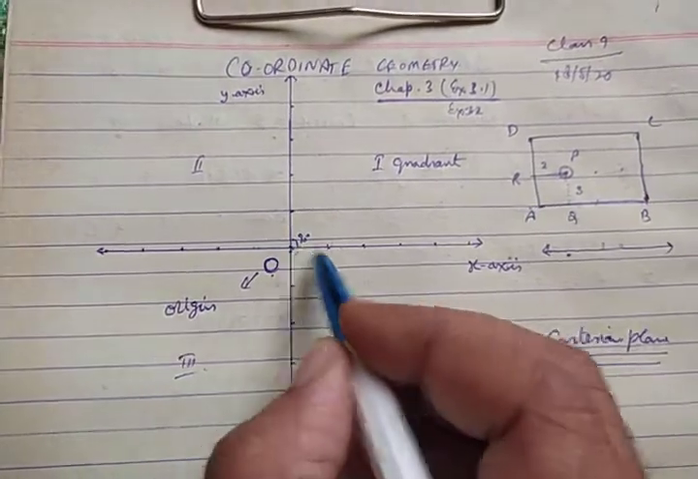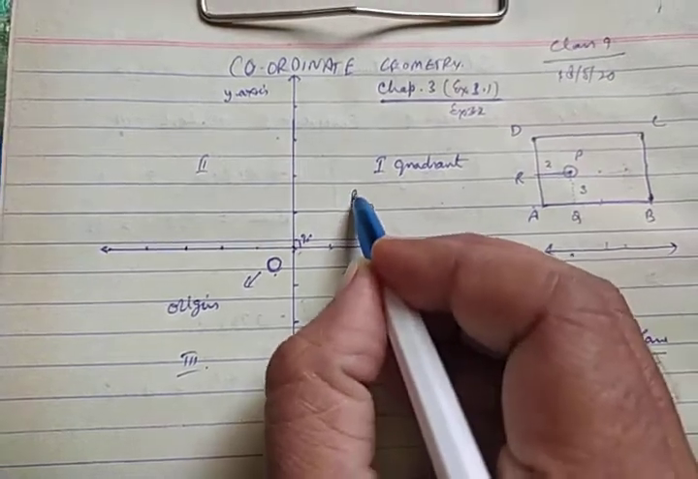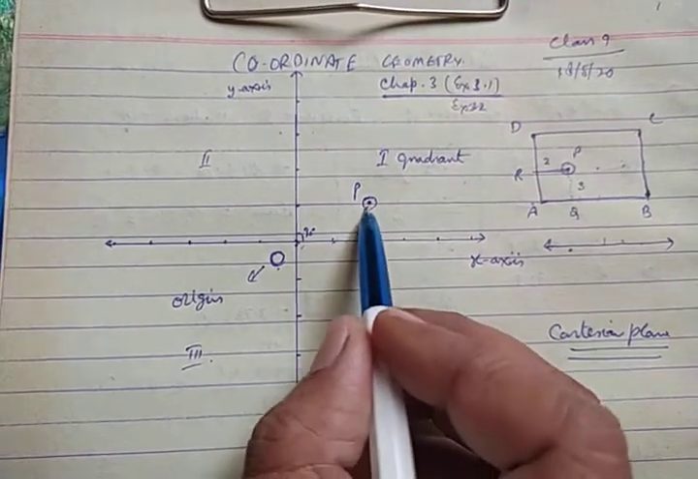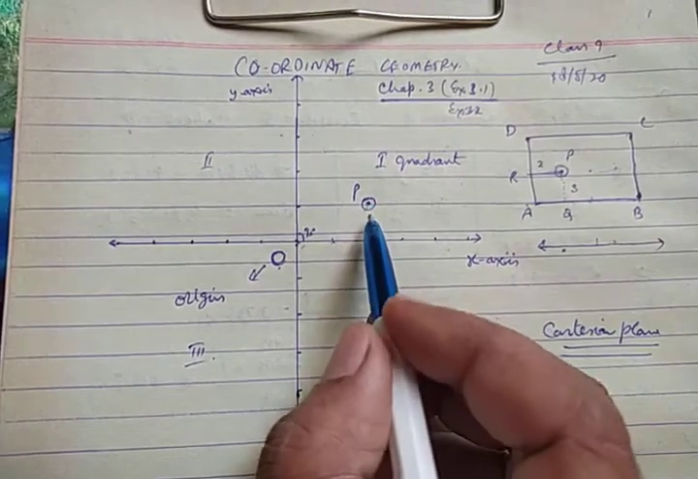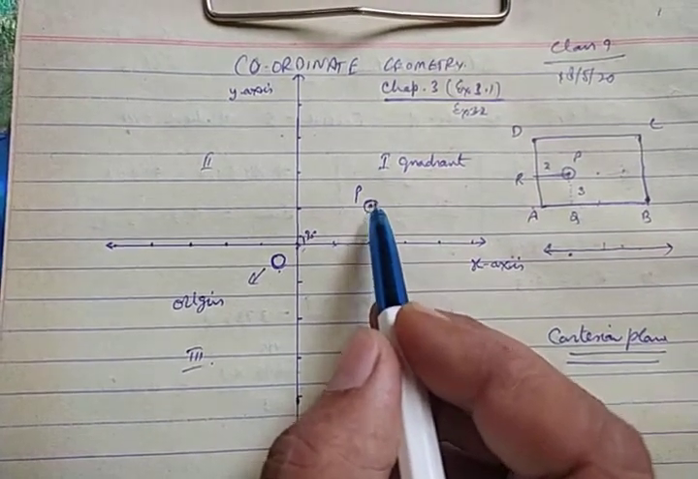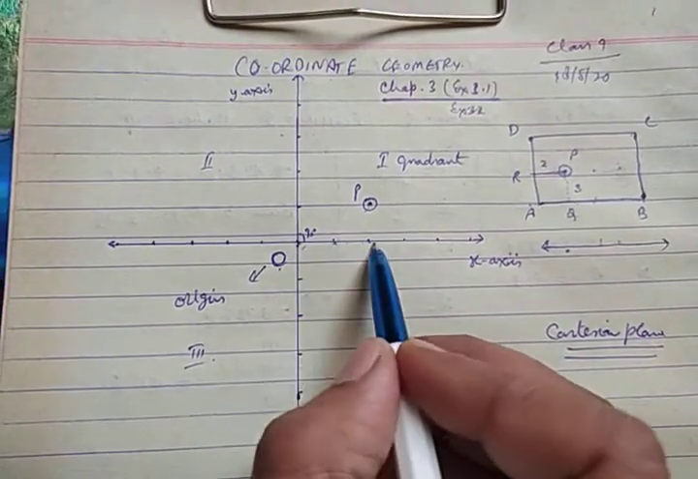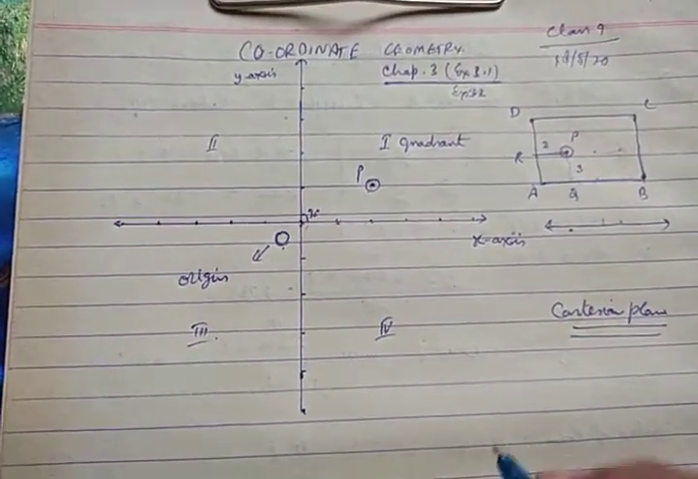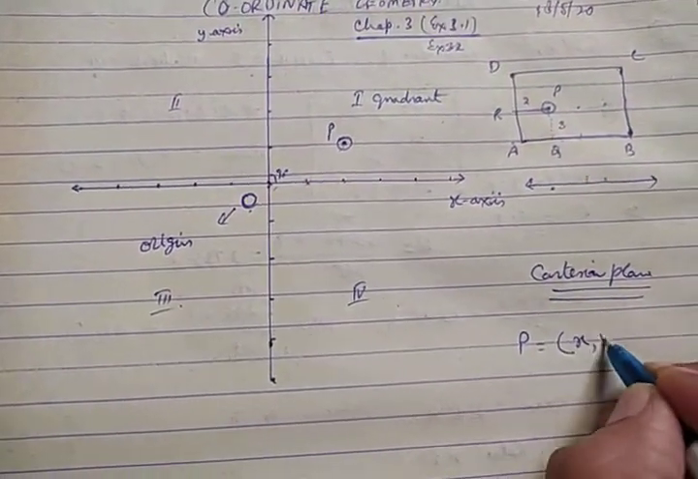Suppose you are writing a point like this. This is the position point P. To specify the position of point P, you will have to measure the distance of this point along the x axis and along the y axis. Then you will locate the exact point. To reach point P, you will have to move 2 units on the x axis and 1 unit on the y axis. And one thing you must understand: any point P is denoted like x comma y.